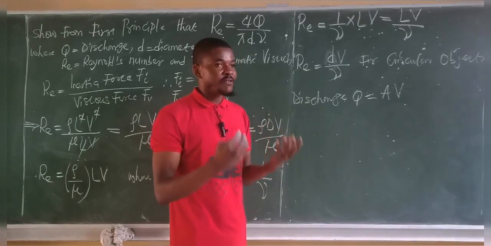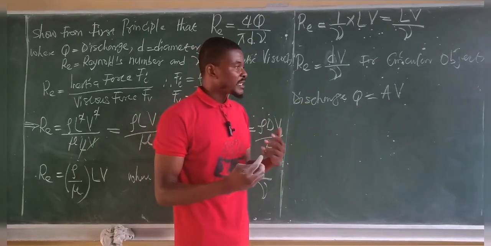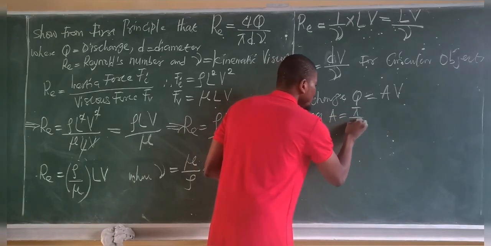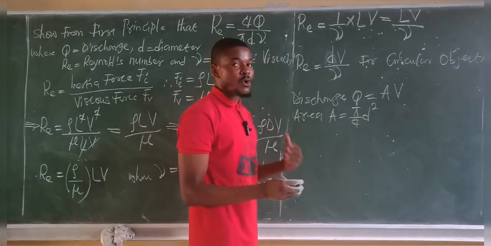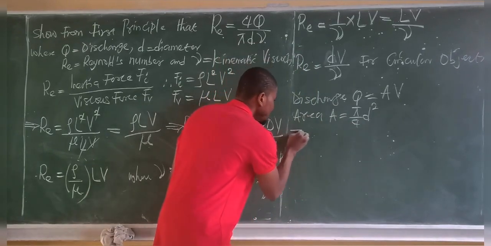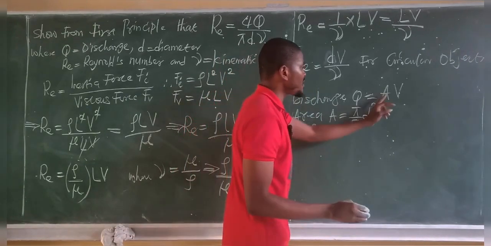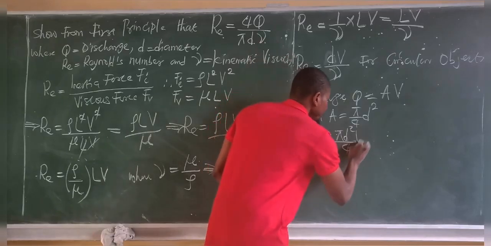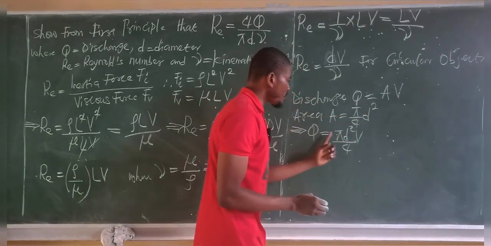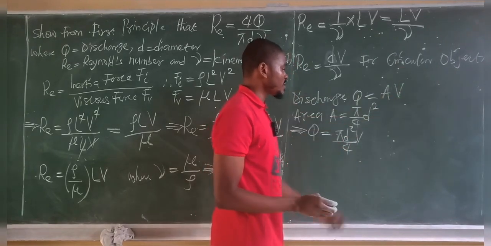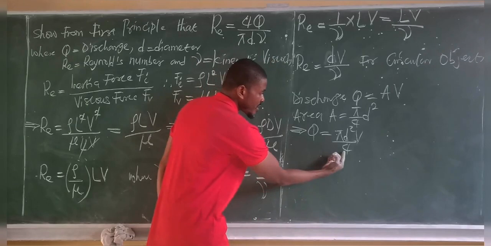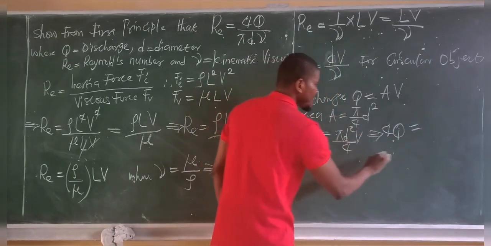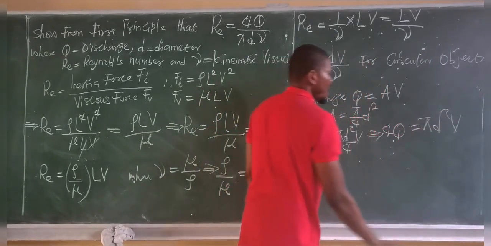What is now the area of this given shape? Let's say it is a pipe that has a diameter. Then what is the area? Area A is equal to pi all over 4 times diameter squared. If that is the case, I can rewrite this discharge to be equal to, in place of area, pi d squared all over 4 times velocity v. So pi d squared over 4 is the area times velocity v. And from here, if I cross multiply, 4 multiplies q. This implies that 4q is equal to pi d squared times v.